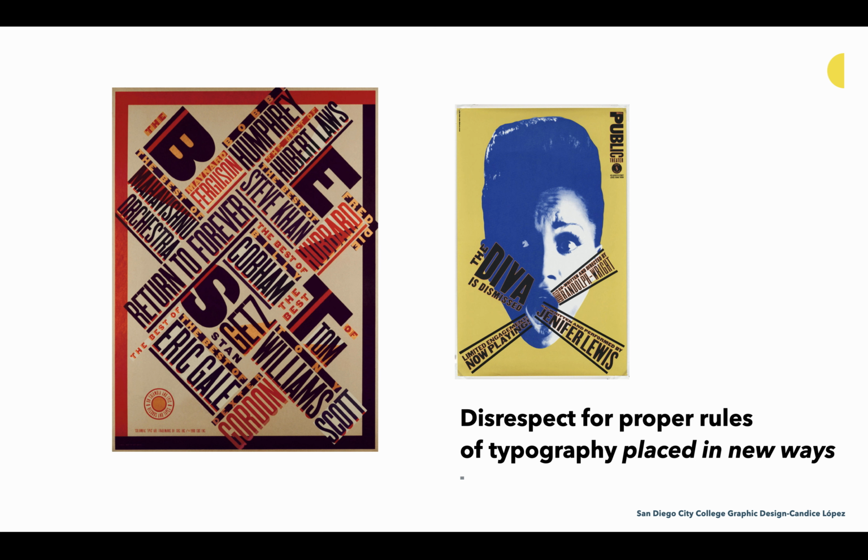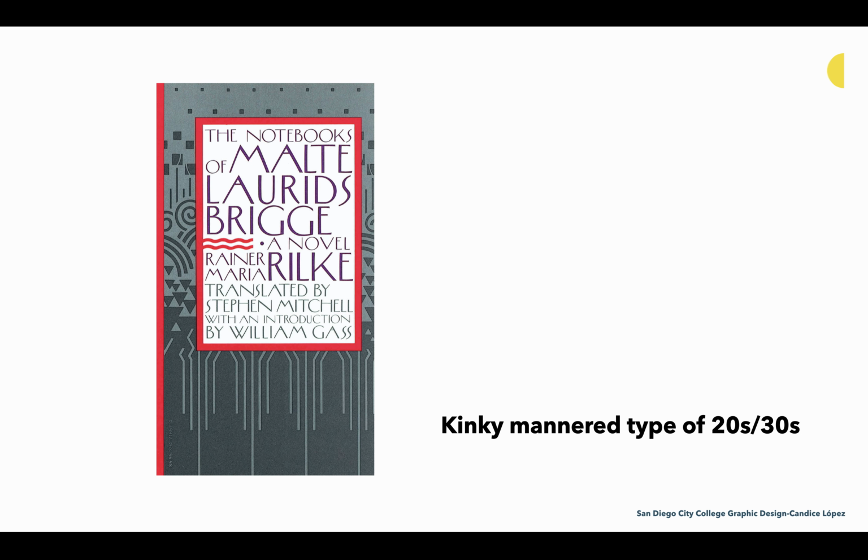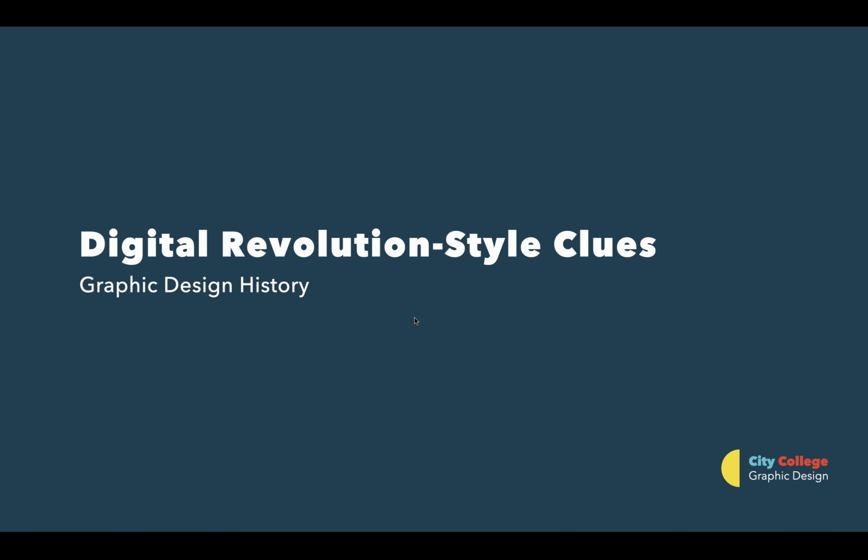Designers are starting to place typography in new ways. And they favor the kinky mannered type from the 20s and 30s. So we'll see a lot of references to maybe Art Deco or to the Vienna Secession.